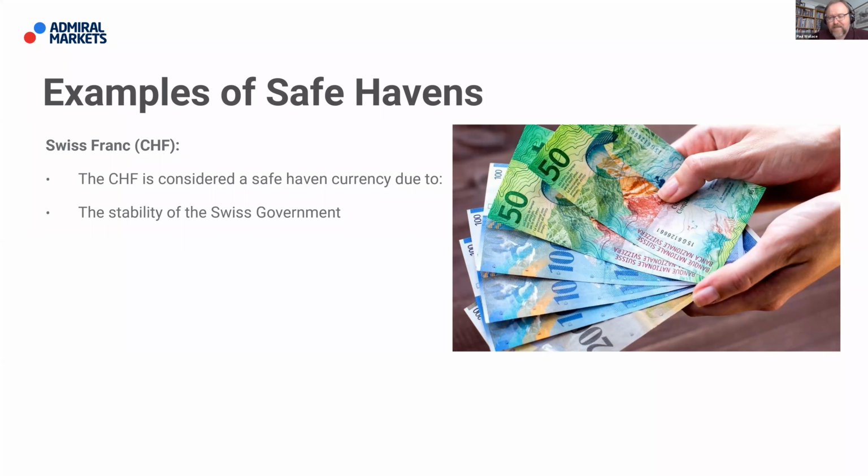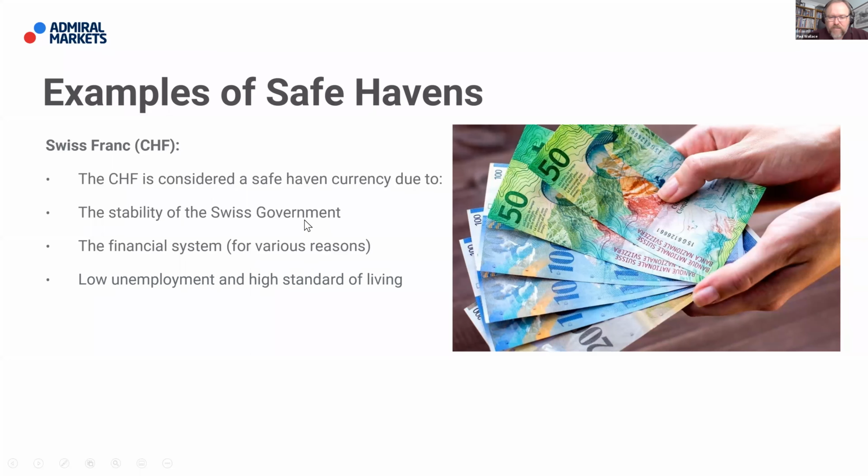You very rarely see or hear about major upturns or overthrows in the Swiss government, unlike other nations or blocs, and that gives people a sense of security. The Swiss financial system, for various reasons, is also deemed to be safe and stable. Remember, we're looking for safe havens during periods of particular market stress. Also, Switzerland itself has low unemployment and a high standard of living.